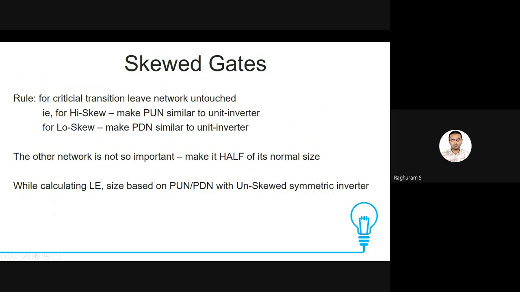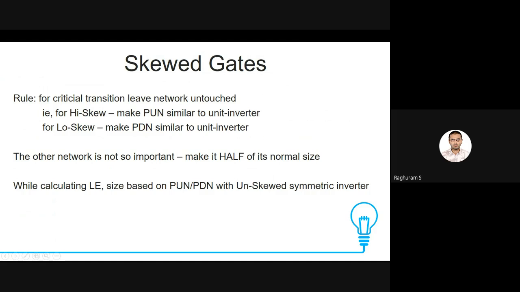For the low skew case, suppose you have a different gate, not the same gate. You cannot have a high skew and a low skew gate. You can either be a high skew gate or a low skew gate. So suppose now you have a low skew NOR gate. Now what you do is you make the pull down network. Why pull down network now? Because in a NOR gate, in low skew, the transition is the high to low transition that happens through the pull down network.